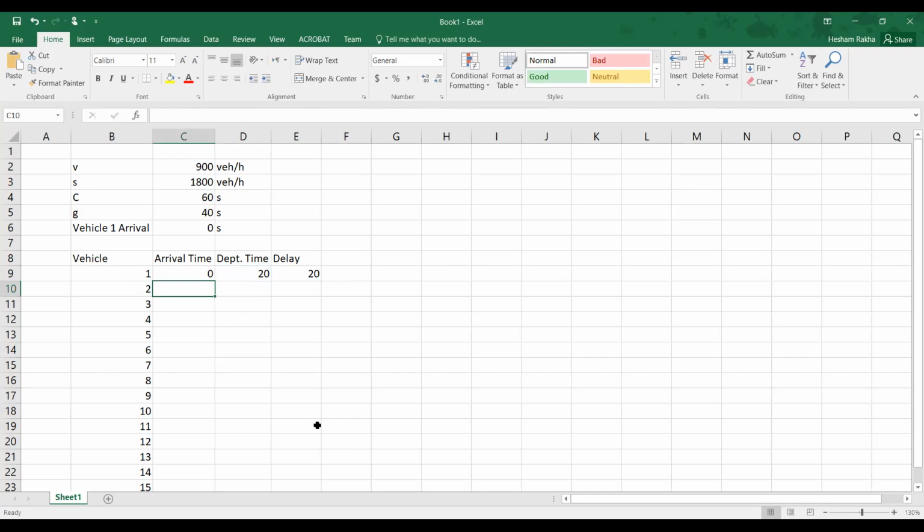What time would the next car arrive relative to the arrival of the first car?